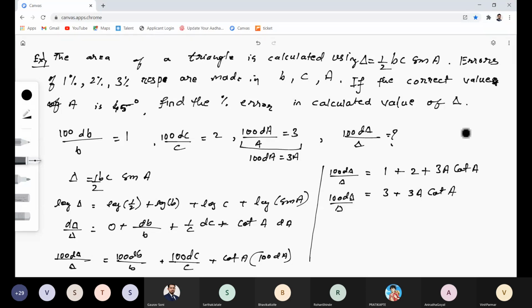They have said that the correct value of A is 45 degrees. So let's put that in the equation. A is pi by 4. 3 plus 3 pi by 4 into cot pi by 4, which is 1. So the percent error while calculating delta is 3 plus 3 pi by 4. Clear? Fine. Next example.